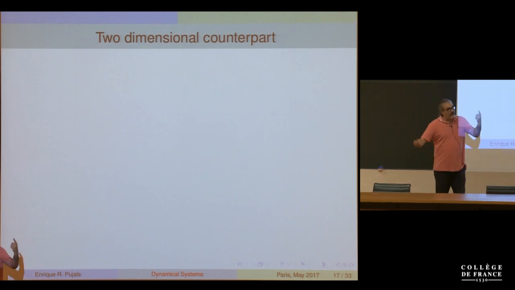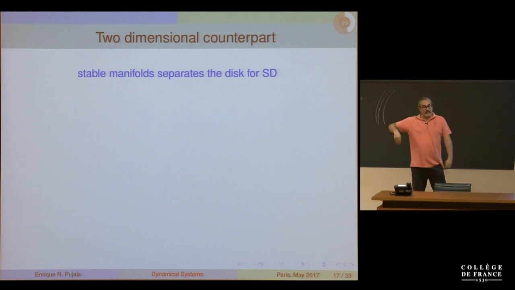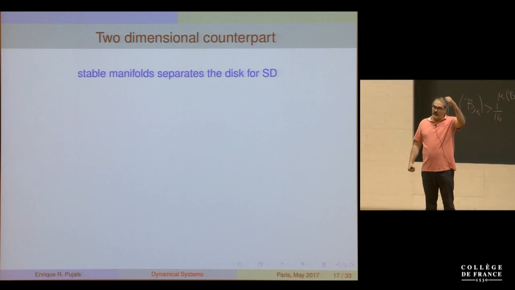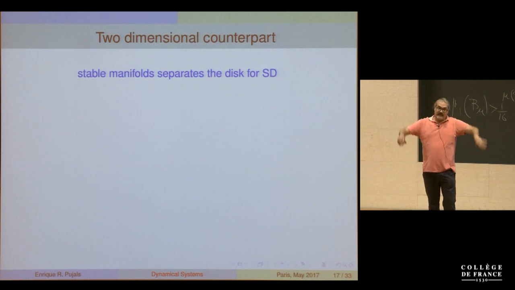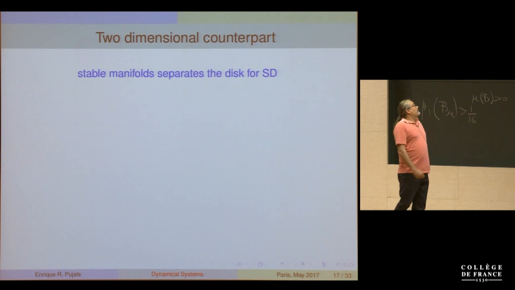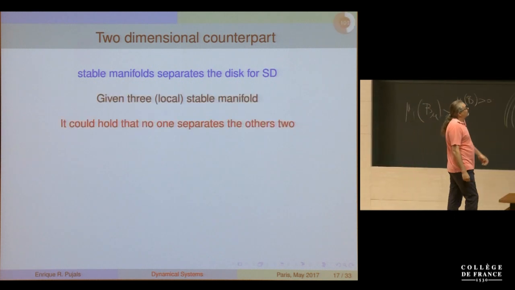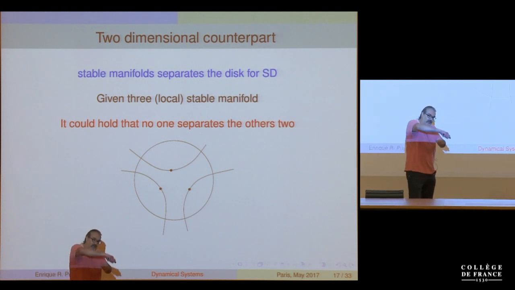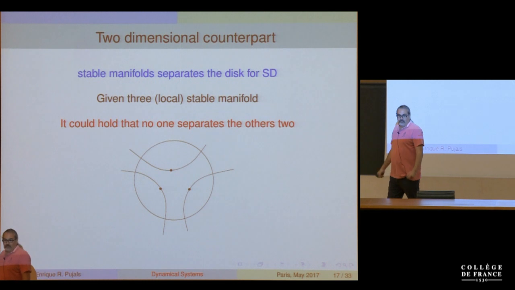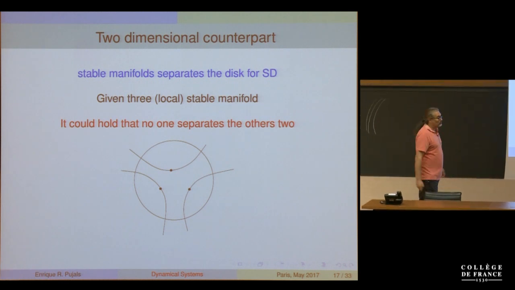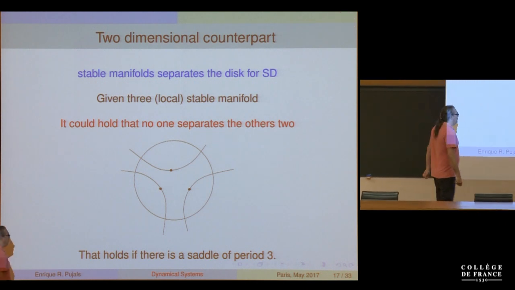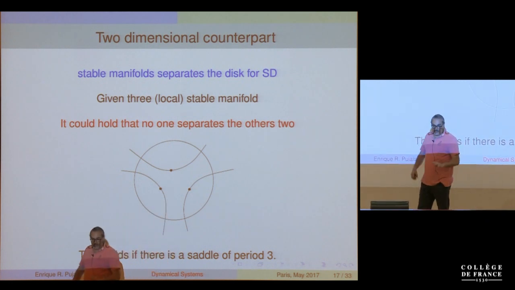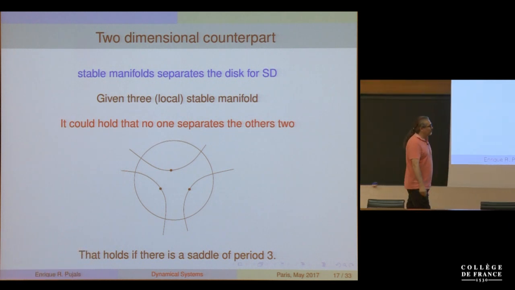What is the two-dimensional counterpart? Obviously, one point does not separate the disk, but we use the stable manifolds. Stable manifolds separate the disk. And this is where strong dissipativeness comes back, the hypothesis of strong dissipativeness is what makes the stable manifolds separate the disk. But you don't have this total order. In fact, you have three local stable manifolds, and it could hold that none separates the other two. The other way is when the order is by rotation. So we don't have this total order structure. So what do we do? In fact, if you have a point of period 3, this is a structure that has to happen in a certain way. They have to go around, because otherwise you are going to produce positive entropy.